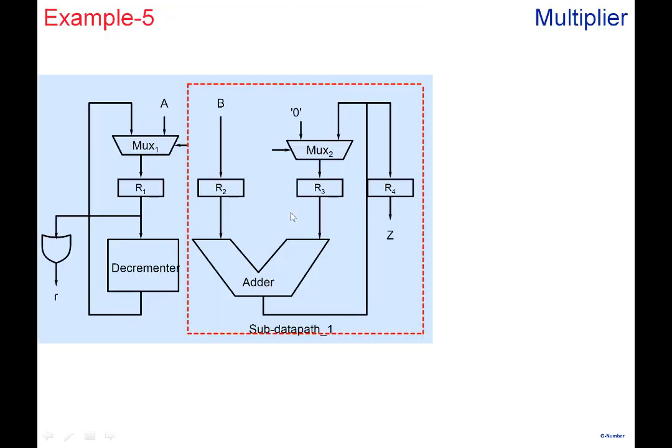Okay, let me take the same example and then go through a proper layout of this particular example. So we had, after carrying out a proper floor planning process here, this data path. A controller I've not shown. Controller is a two-state controller here. So we had this data path with these registers and all that. Now what I'm doing is I'm breaking this data path into two sub-data paths. This is sub-data path one, and this is sub-data path two.